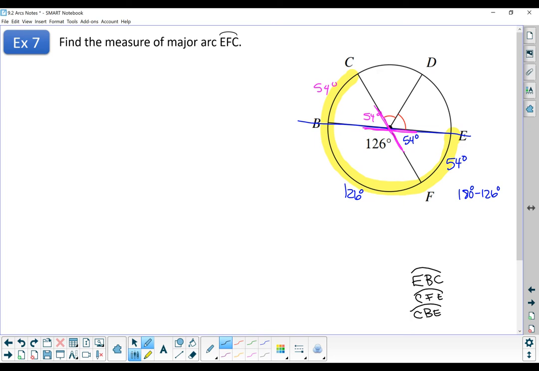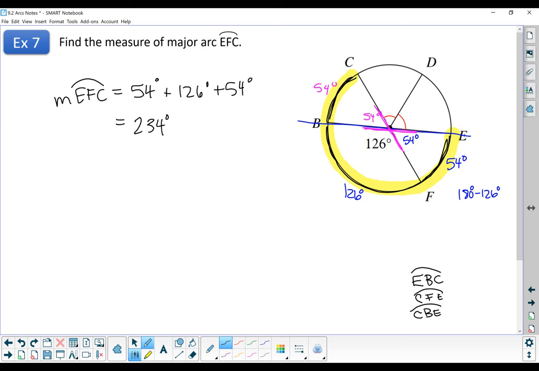So to find that arc measure, we can just add those 3 arcs together. We've got the 54-degree arc, we're going to add the 126-degree arc, and we're going to add the 54-degree arc. And that gives me 234 degrees. Now, this is not the only way that you could have done this. There's several ways that you could have approached this problem. But whatever way you take, you should get 234 degrees as your answer.